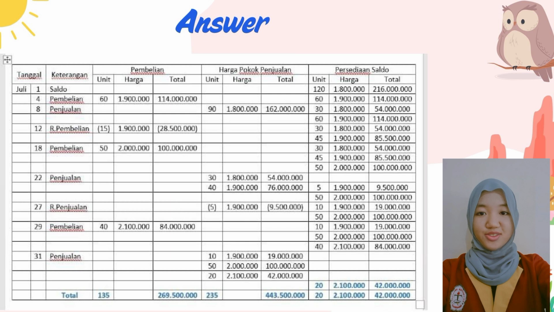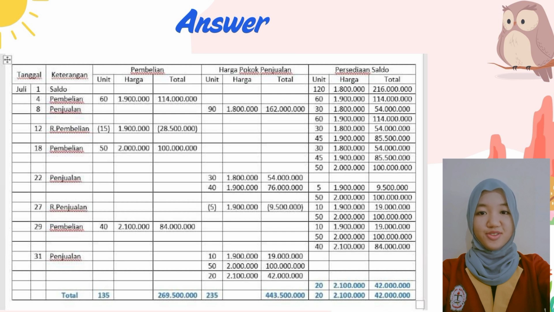4. Purchase returns, July 12th, 15 units. Returns reduce purchases, July 4th. 45 units, 1,900,000 Indonesian rupiah. Remaining inventory. 30 units, 1,800,000 Indonesian rupiah. 45 units, 1,900,000 Indonesian rupiah.